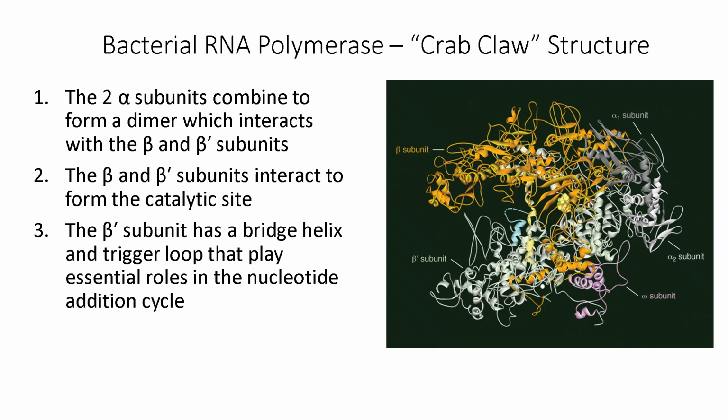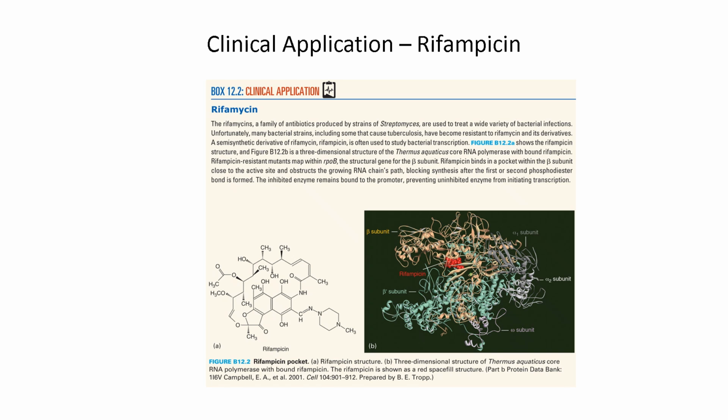The RNA polymerase resembles a crab claw in shape. The 2 alpha subunits dimerize and associate with the beta and beta prime subunits to form the active site. Within the beta prime subunit, the bridge helix and trigger loop are essential for adding new nucleotides during RNA synthesis. Rifampicin is an antibiotic that targets bacterial RNA polymerase.